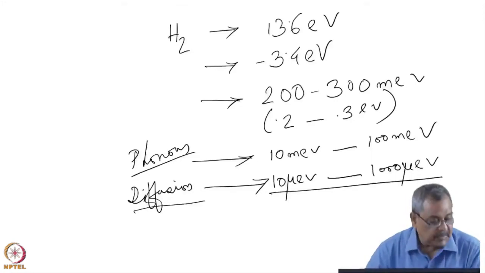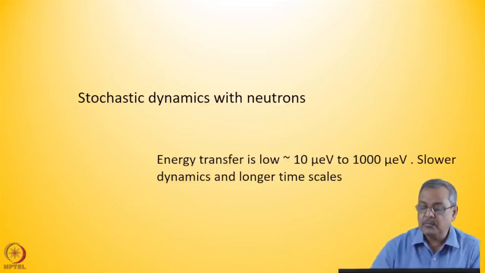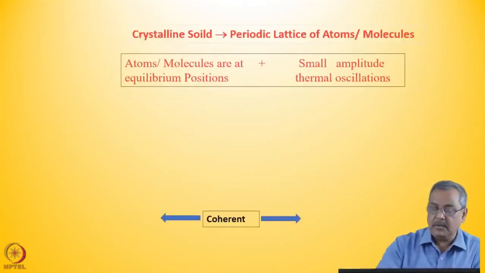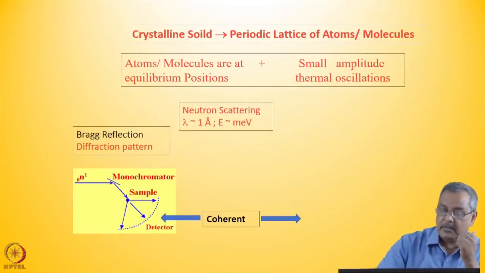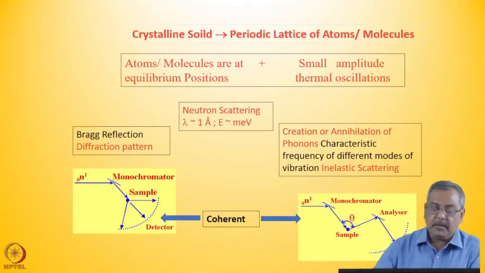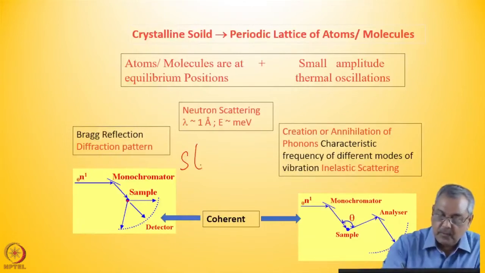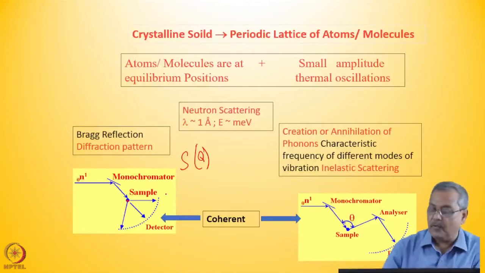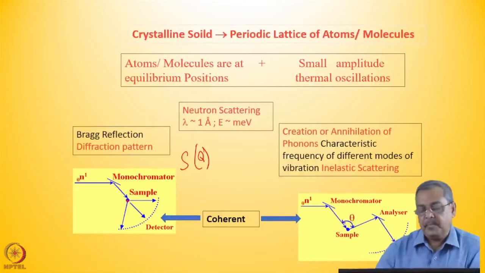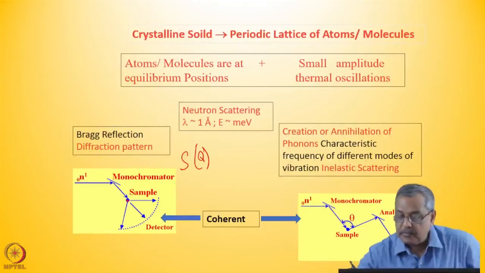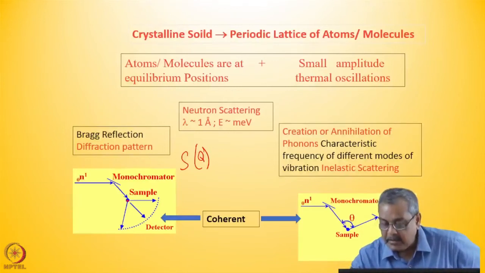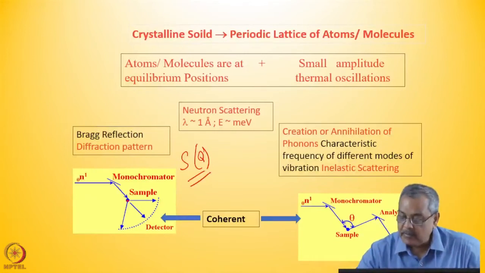So with this, let me go ahead and introduce you to diffusion in solids. First, what we have discussed is this. Please see, I have talked about diffraction, where you had a neutron hitting a monochromator, coming to a sample, and then we had a detector. We talked about S(Q). We were just bothered about at which angle the neutrons have gone, and no energy analysis was done. In the case of phonons, we had a monochromator, we had the sample, but we did energy analysis. So here it was S(Q), here it was S(Q, omega).